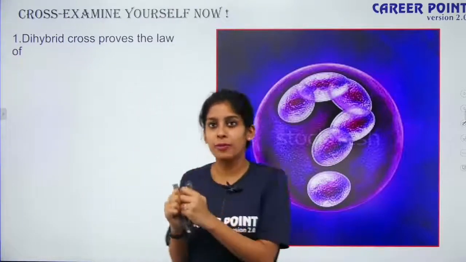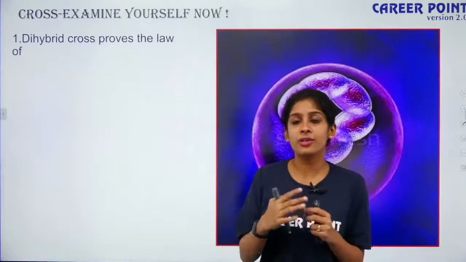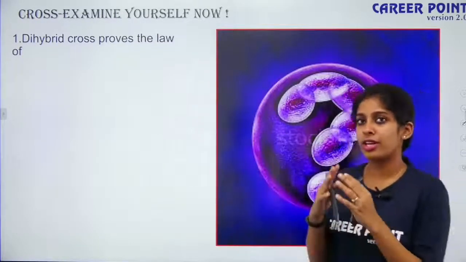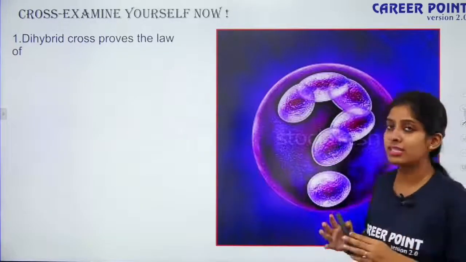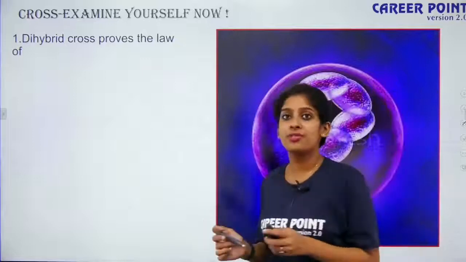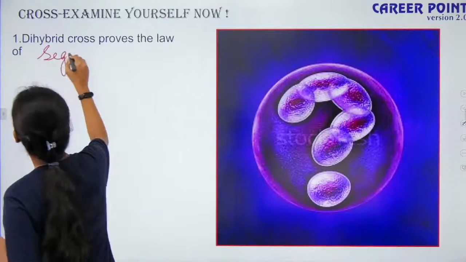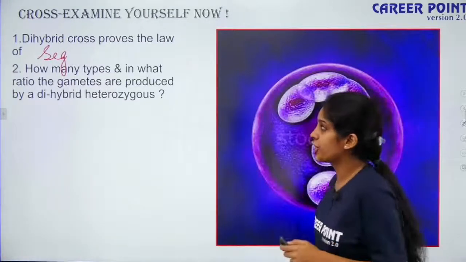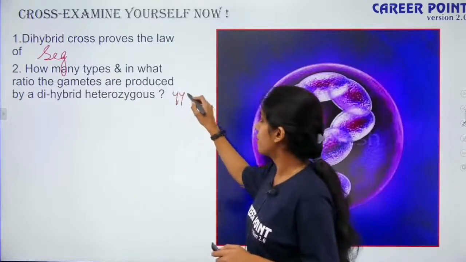So just a few seconds back, we spoke about dihybrid cross. So dihybrid cross involves two traits, that was your yellow and round seed, and then green and wrinkled seed, right? So it proves the law of segregation. Fine. So the two pairs segregate independently of each other. So how many types and in what ratio are the gametes produced in a dihybrid cross? So this is your dihybrid cross, right?